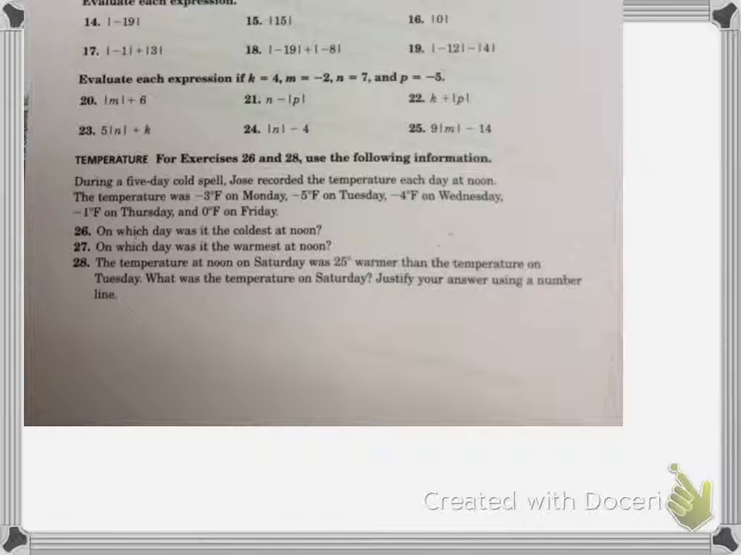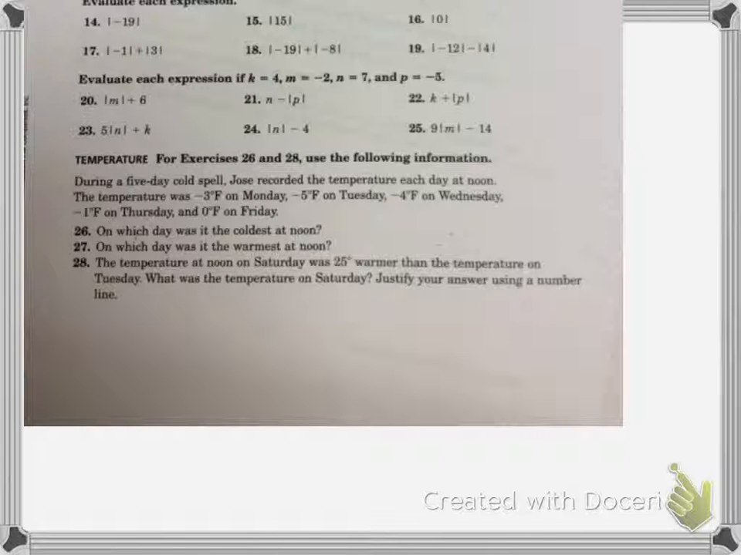Well, a lot of us would guess wrong because if you're looking at the number, then you're probably going to make a wrong guess. But remember to think of negatives as worse. So the coldest is which one is the worst one. Is it worse for -3, -5, -4, -1, or 0? And remember, think of negatives as owing. On 27, you're going to go on which day was it the warmest at noon. So now that's the better situation. So look at those numbers, which one is the best situation.